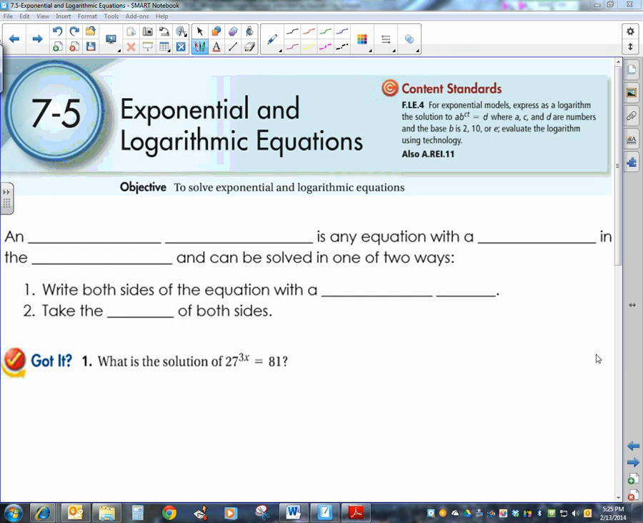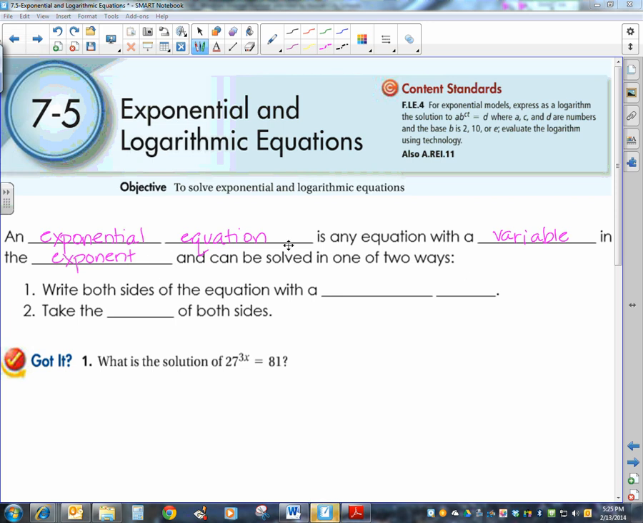Okay, today we're talking about exponential and logarithmic equations. So first off, let's make sure everybody knows what an exponential equation is. An exponential equation is any equation with a variable in the exponent. And it can be solved in one of two ways.